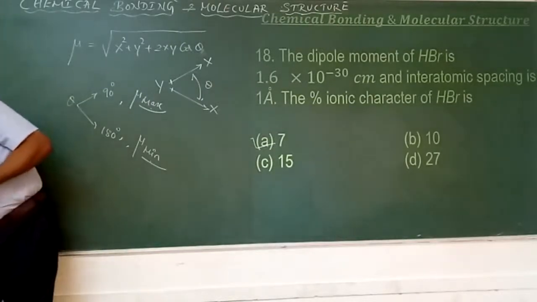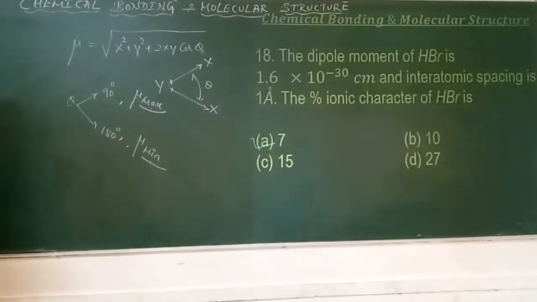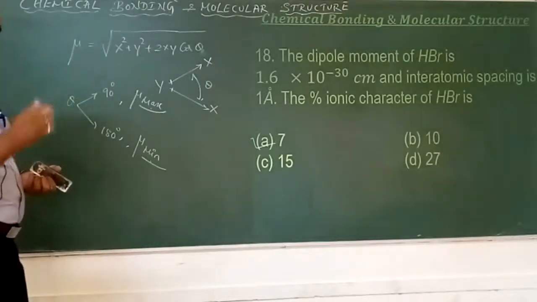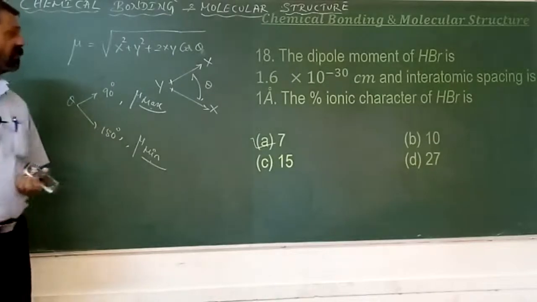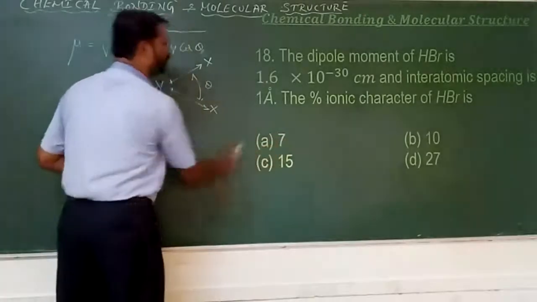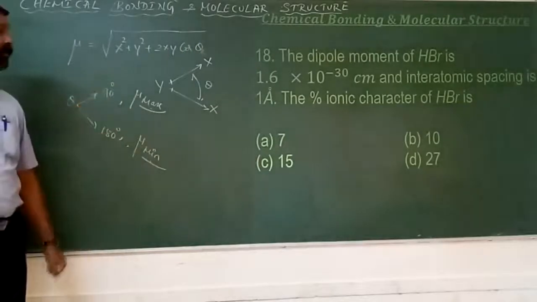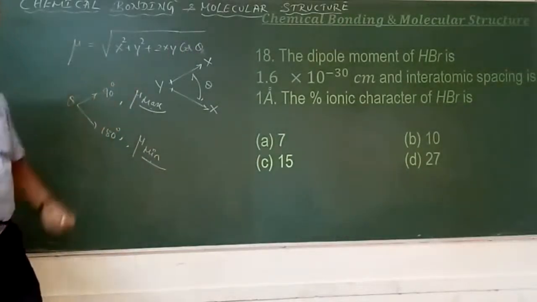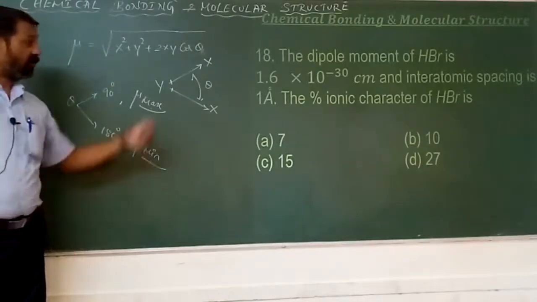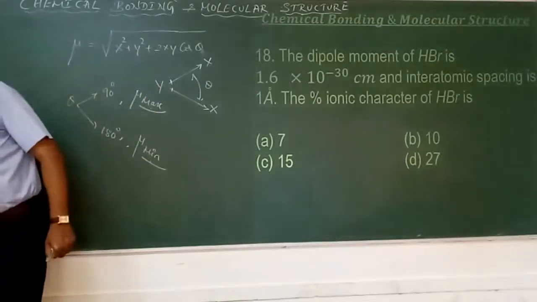Next, the dipole moment of which molecule? Hydrogen bromide. The dipole moment of hydrogen bromide is 1.6 into 10 to the power of minus 30 coulomb meter, and the interatomic spacing is found to be 1 angstrom. Therefore, what is the percentage of ionic character with respect to that HBr molecule whose dipole moment is 1.6 into 10 to the power of minus 30, and the interionic spacing in the HBr molecule is 1 angstrom? What is the percentage of ionic character?